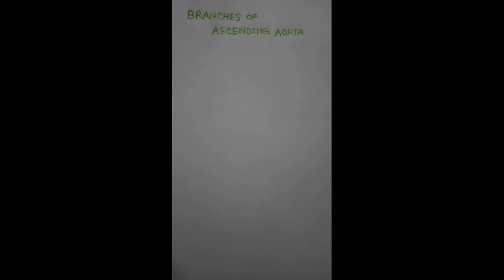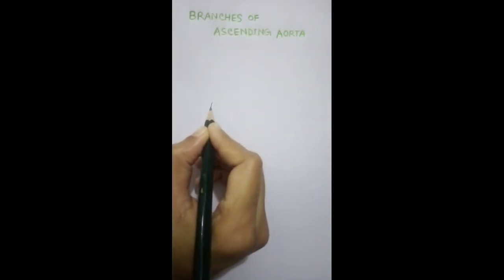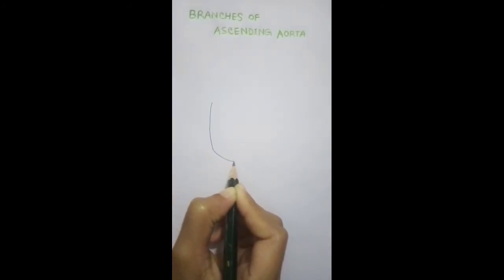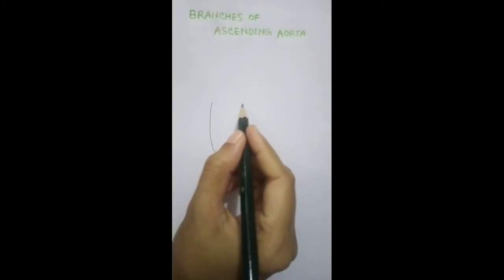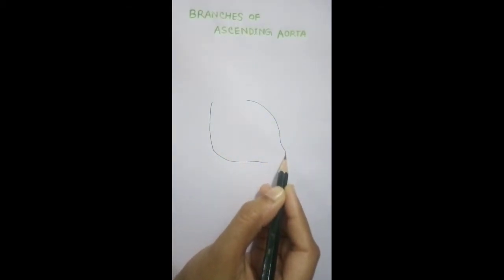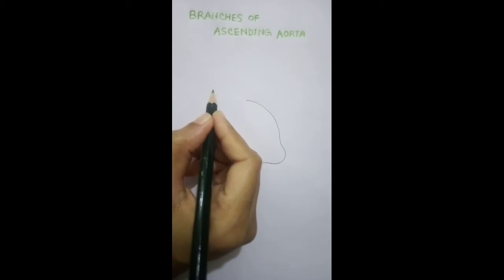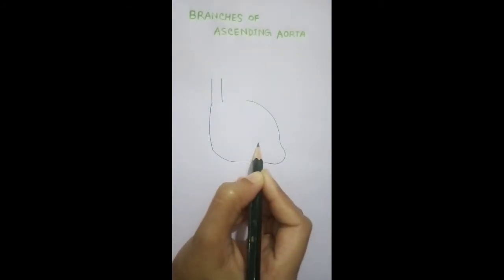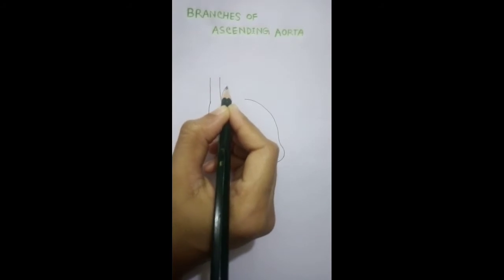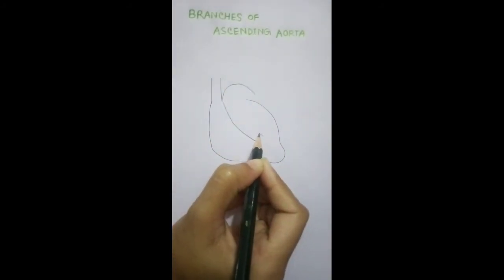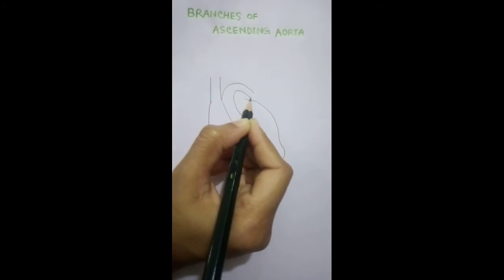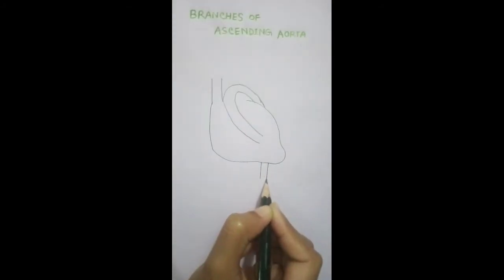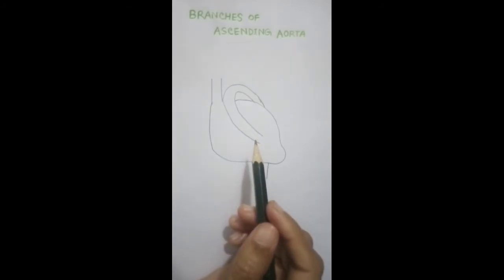Today I will talk about branches of ascending aorta. Before that, I have to talk about what is aorta and what are the parts of aorta. For this reason, let's draw a heart at first. It is the heart as far as we know them.